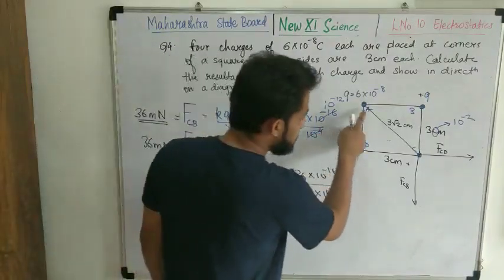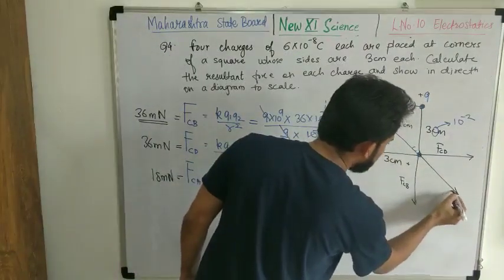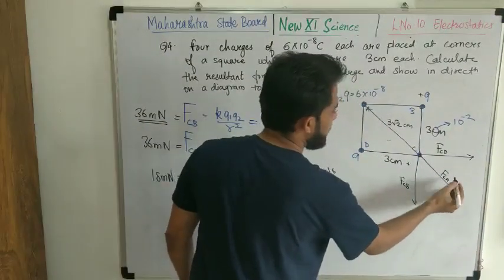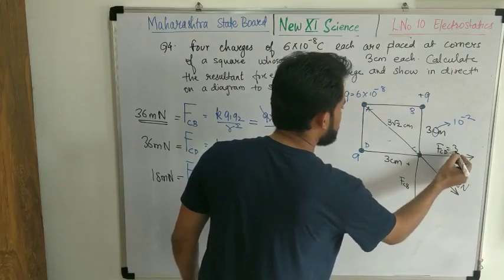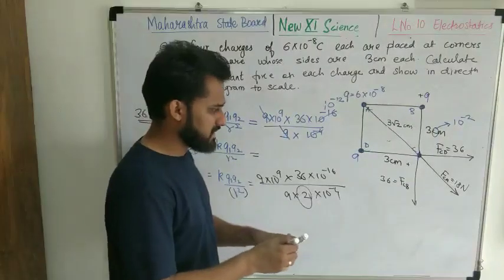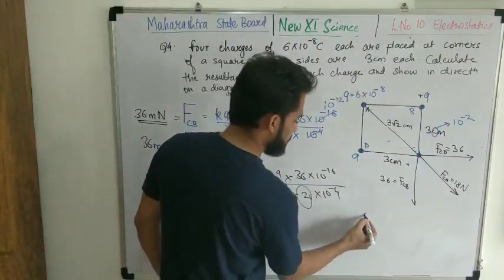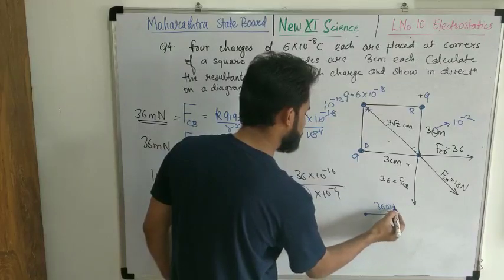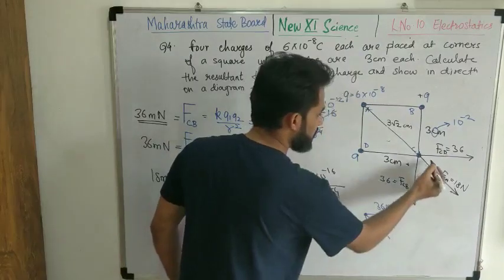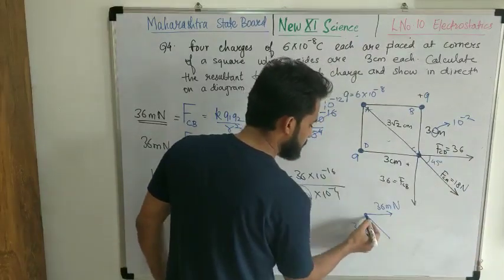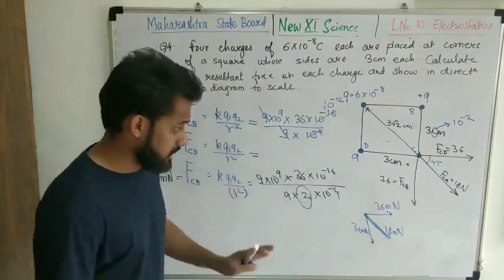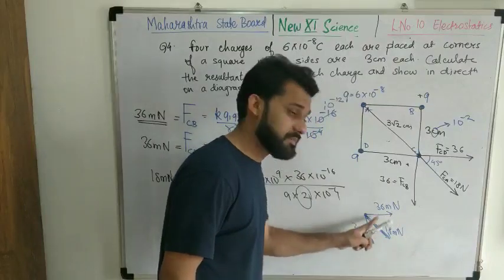So the third force between these two will be in this direction and its value will be, it is FCA. The value of FCA is 18. This one is 18, this one is 36, this one is 36. Now you have to add 3 vectors. Very simple. The question is now you have to add 3 vectors. 36 millinewton, 36 millinewton, and exactly in between at 45 degrees, exactly at the center, there is another force which is 18 millinewton.